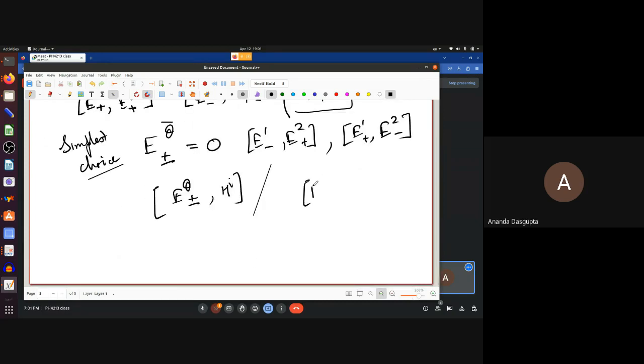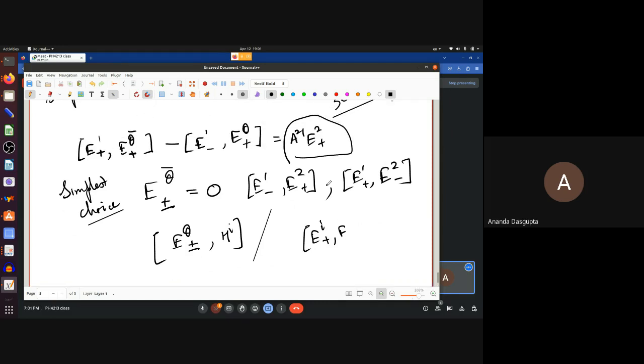Then what about things like E_I plus, E_I minus, E theta plus? Can you see what that is going to be? When I say can you see, I mean this quite literally. I'm using the word literally here, not figuratively, but exactly literally. Can you see what this commutator is?